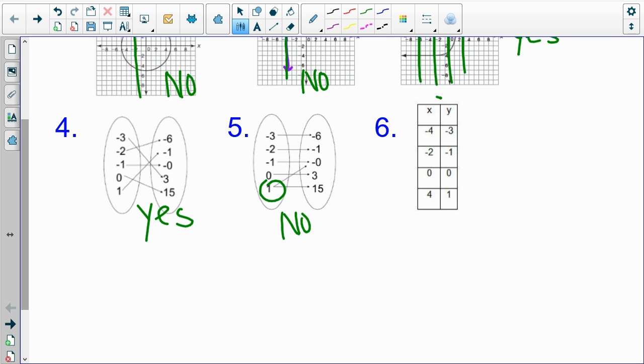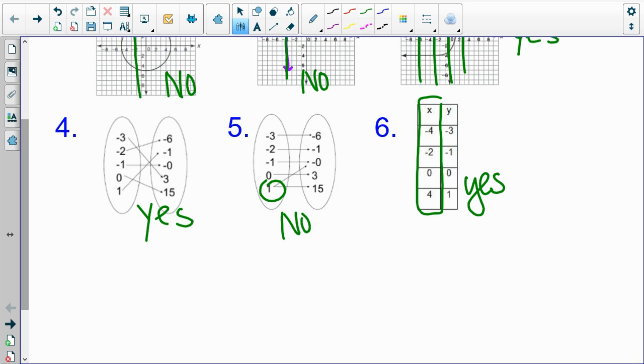On a table, just find the x's, check them out. Any of them doubled up or anything? So it is a function. That's how you decide. Check out the x's. None of them can repeat. If it's a graph, do the vertical line test. And that's every line can only touch once. Any questions on those?